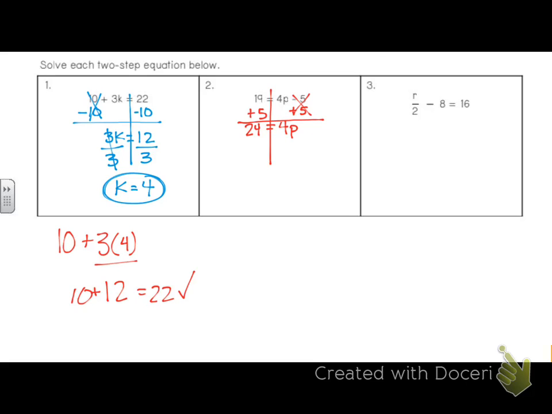Alright, so now I'm down to my one-step equation of 24 equals 4p. So to isolate p, I'm going to divide both sides by 4 to keep it balanced. This goes to 1 and leaves me with just p equals 24 divided by 4 equals 6. So 6 equals p, which is just the same thing as p equals 6. It doesn't matter which way you write it.